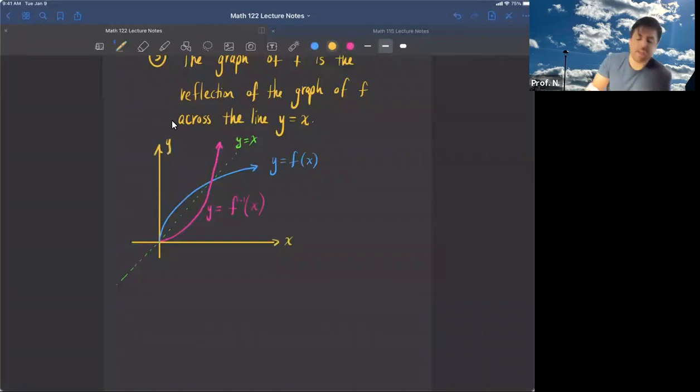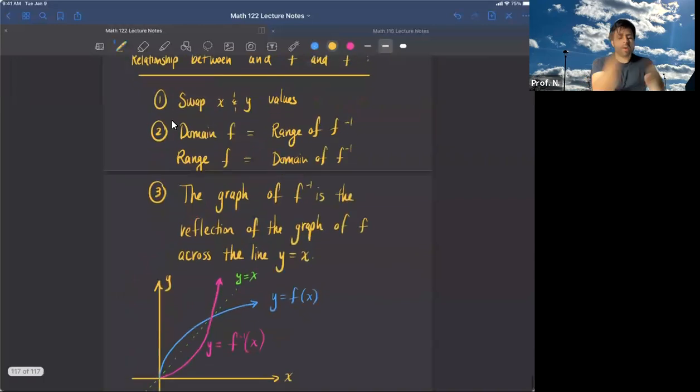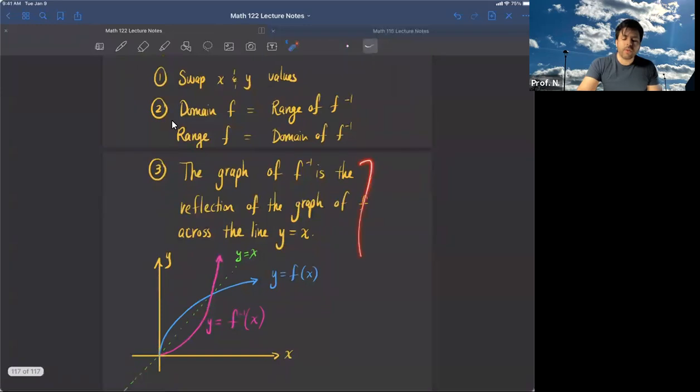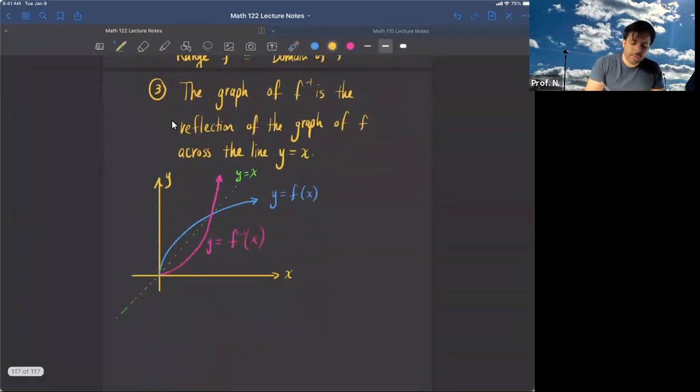It means that your graphs are reflected across the line y equals x. And if you reflect it across the line y equals x, it means that you swap the x and y values. If you swap the x and y values, that means that you change the domain and range for each. So this is the big idea behind inverse functions. This is the graphical perspective of inverse functions. And then there's an algebraic perspective.